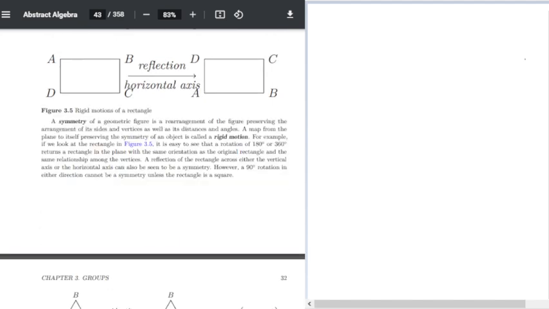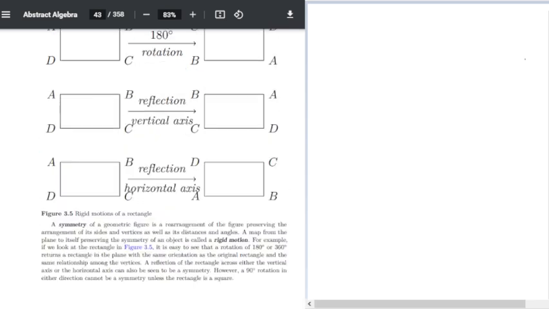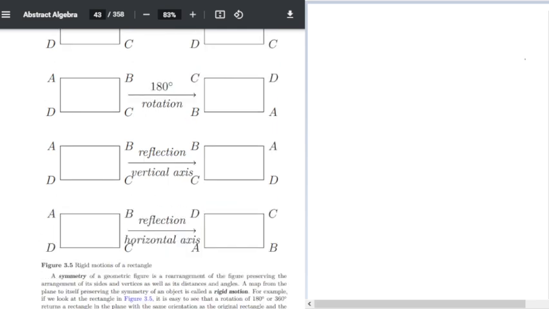Figure 3.5, the rigid motions of a rectangle. A symmetry of a geometric figure is a rearrangement of the figure preserving the arrangement of its sides and vertices as well as its distances and angles. A map from the plane to itself, preserving the symmetry of an object, is called a rigid motion. For example, if we look at the rectangle in figure 3.5, let me scroll up so you can look at it, it is easy to see that a rotation of 180 degrees or 360 degrees returns the rectangle in the plane with the same orientation as the original rectangle and the same relationship among the vertices. A reflection of a rectangle across either the vertical axis or the horizontal axis can also be seen to be a symmetry. However, a 90 degree rotation in either direction cannot be a symmetry unless the rectangle is a square.